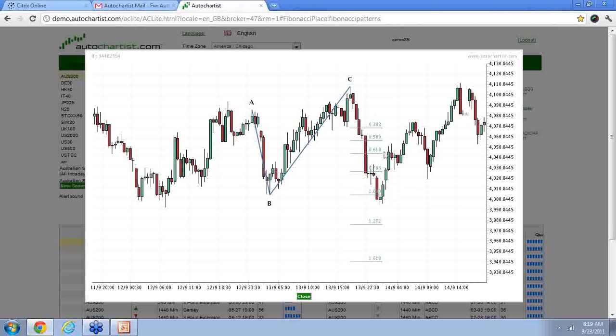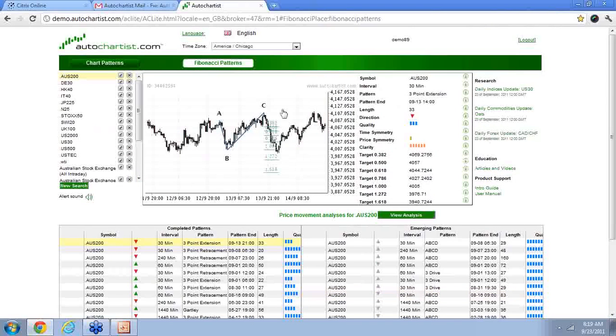And then you also see that you have target zones that can be reached. So again, if your personal preference is to trade with exactness or a little bit more fine-tuned, then Fibonacci patterns are going to be very attractive to you.